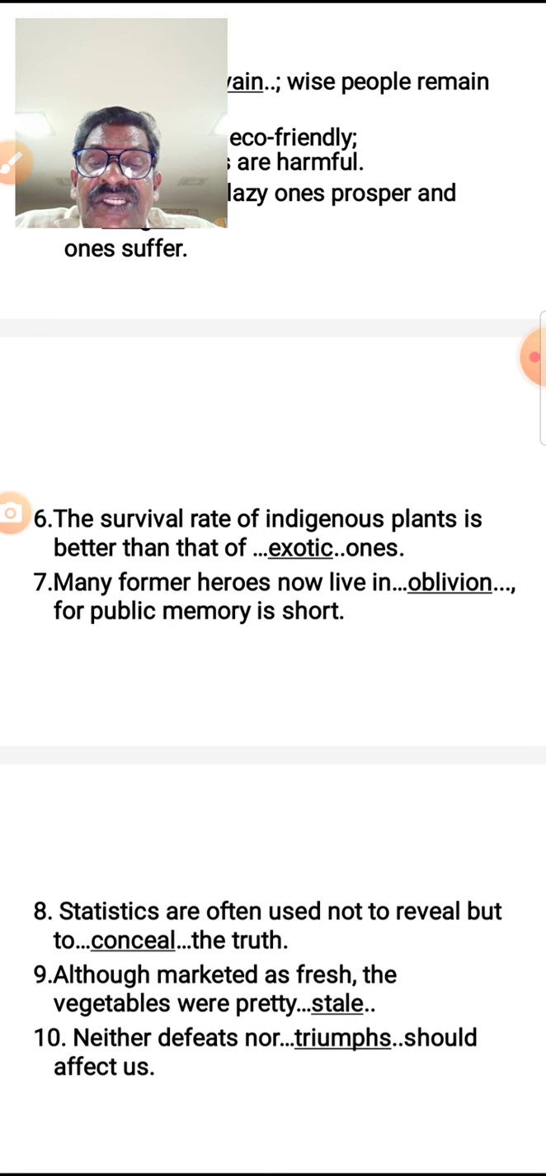Neither defeats nor triumphs should affect us. So you have to find out the opposite word for defeat. Defeat means losing. The opposite word for defeat is triumph. Triumph means victories.